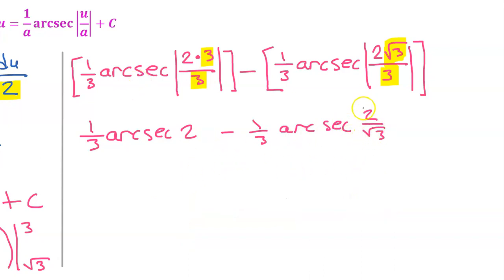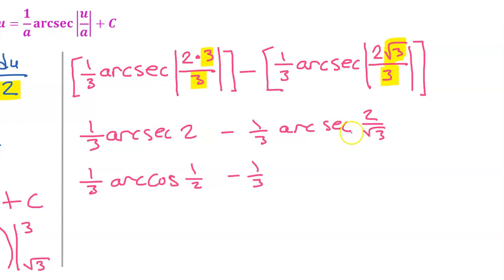Now, here's why I went out of my way to write it this way. I am more comfortable with arc cosine than I am with arc secant. So I know that cosine is the reciprocal of secant, so this would have the same value if I replace this with arc cosine and do the reciprocal here. So this arc secant of 2 has the same value as the arc cosine of 1/2. And then I still have my minus 1/3.